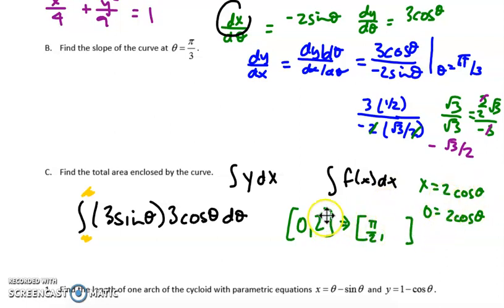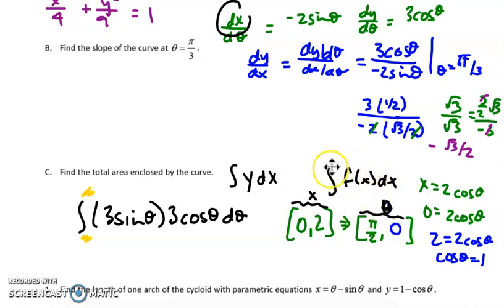Need to do the same thing for this x value. X equals 2 cosine theta, so 2 equals 2 cosine theta. Cosine theta equals 1. Where is cosine equal to 1? At theta equals 0. So what we just did was we transformed x values into theta values so that we can transition from our traditional area in terms of x to our new area in terms of theta. So our limits of integration are pi over 2 to 0.